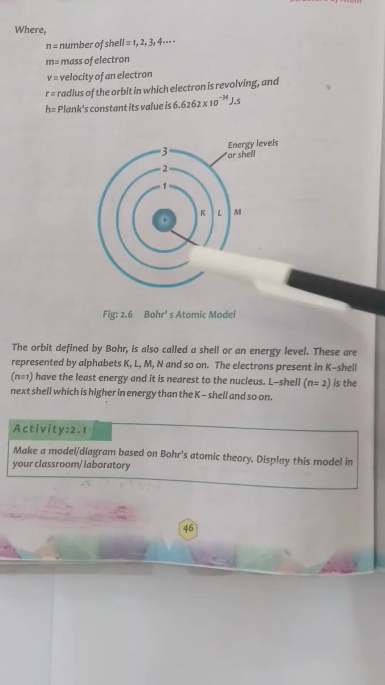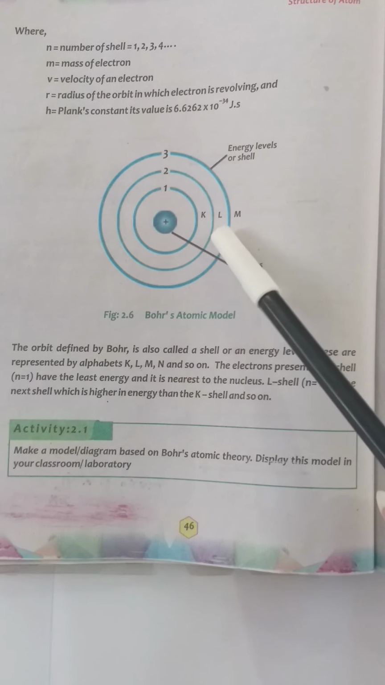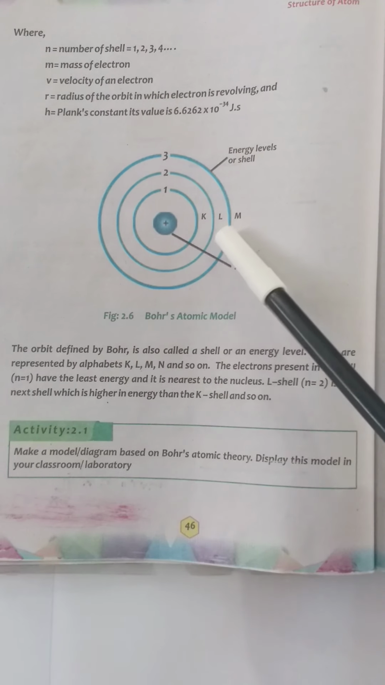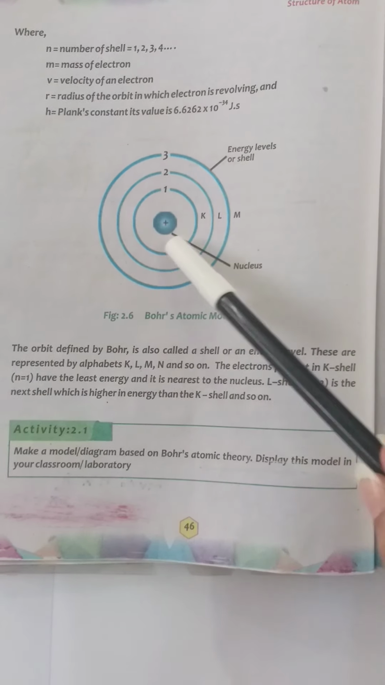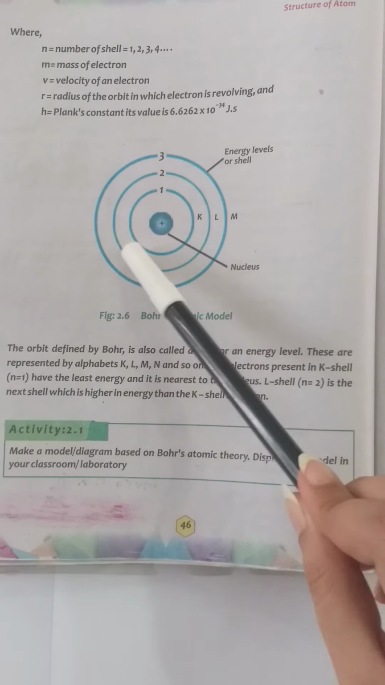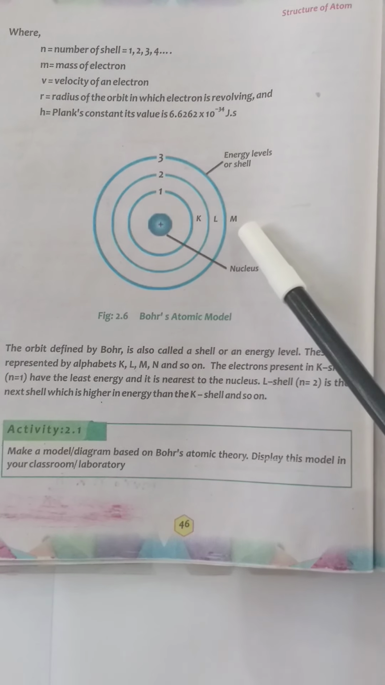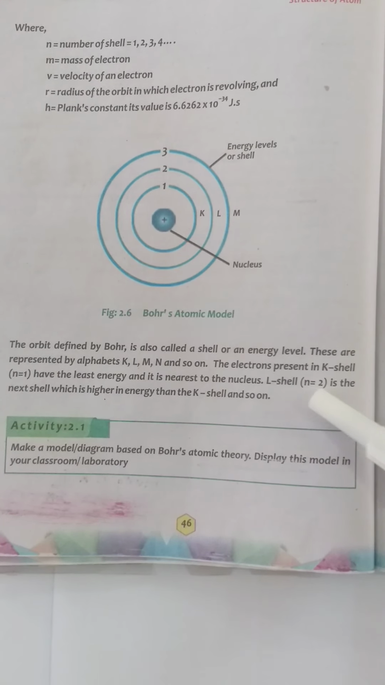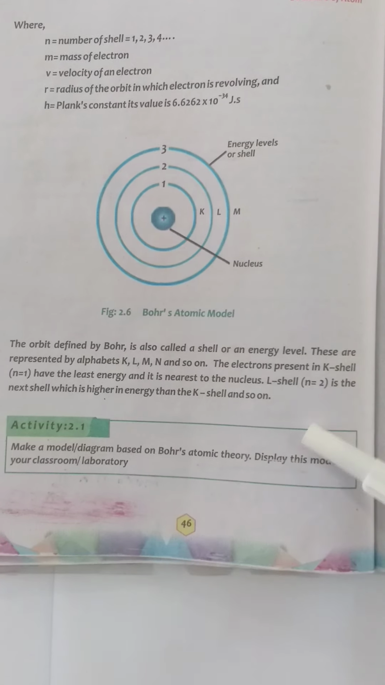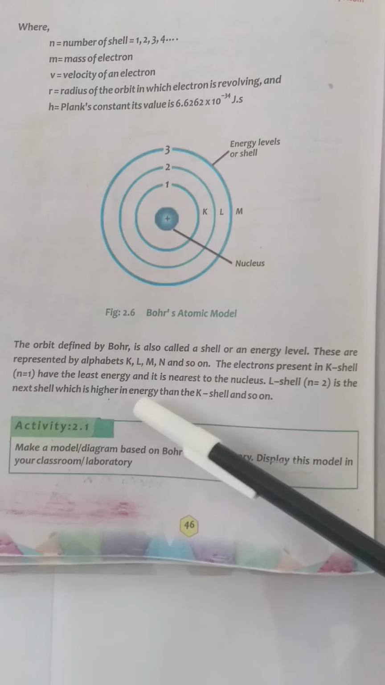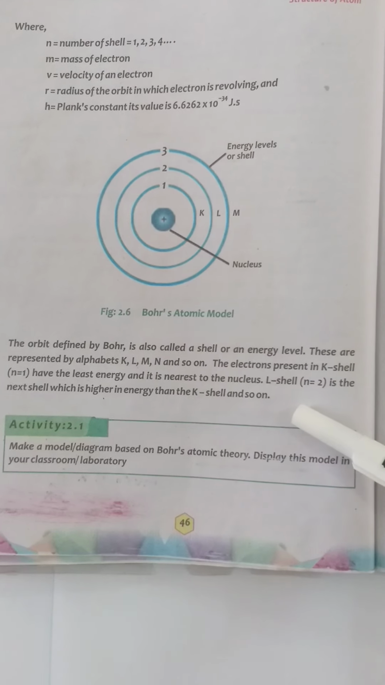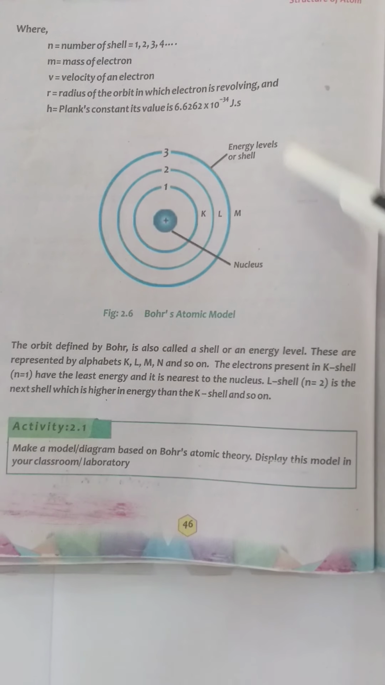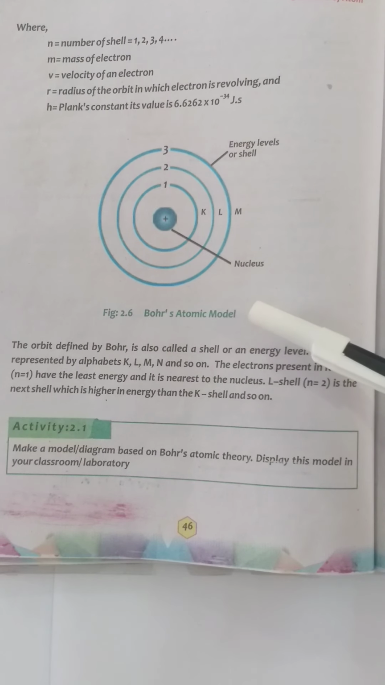As you have already read, smaller the distance, smaller will be the energy. So K is nearest to the nucleus, so that is why it will have the lowest energy. Then there comes L and then M. M is far away from the nucleus, the distance is greater, so greater will be the energy of the M orbit. Now the L shell, N is equal to 2, is the next shell, which is higher in energy than the K shell, and so on. So this was Bohr's atomic theory, and you can already see the atomic model of Bohr's atom.